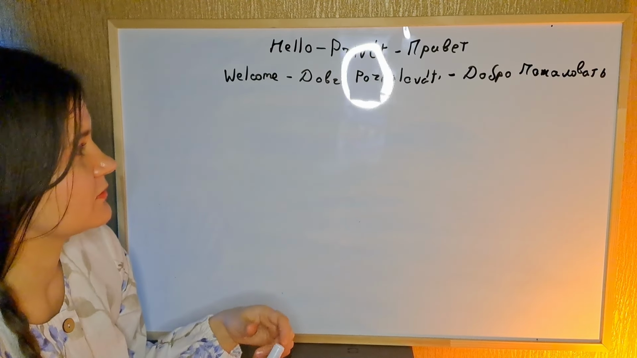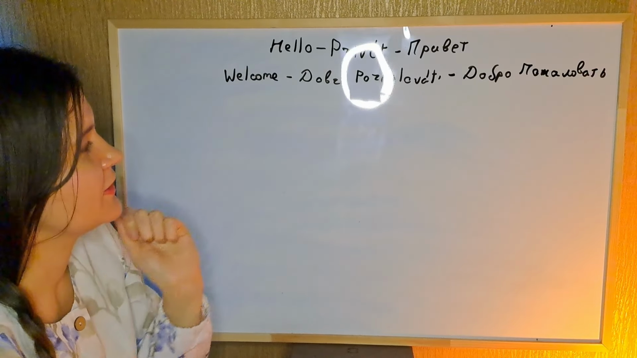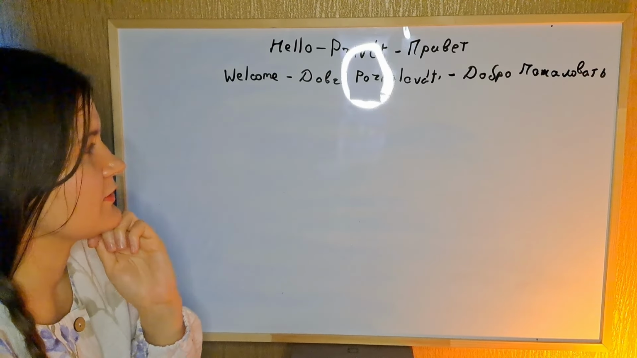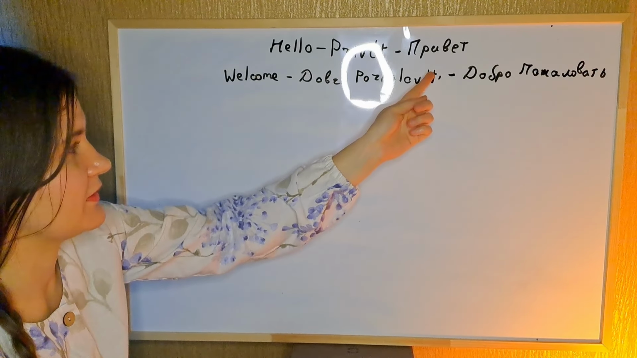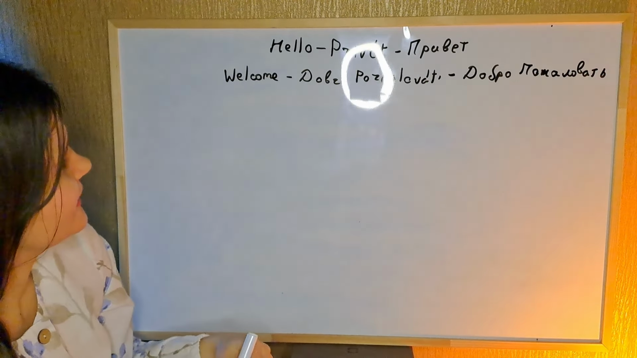So, yeah. The all difficulties is in пожаловать, but I think if you understand же and you understand that it's те here, I think it's not so bad.